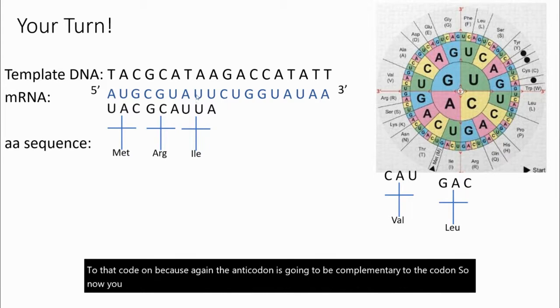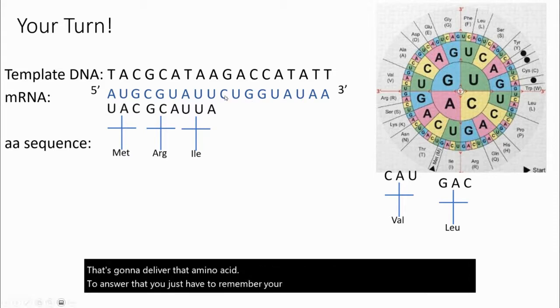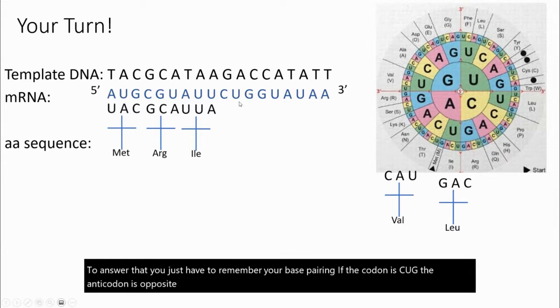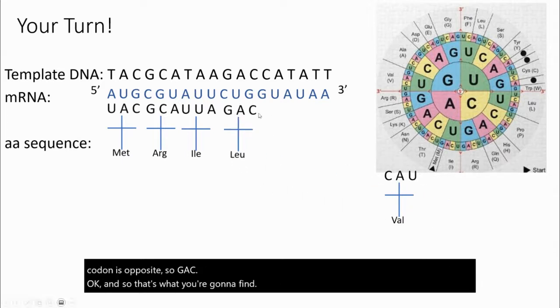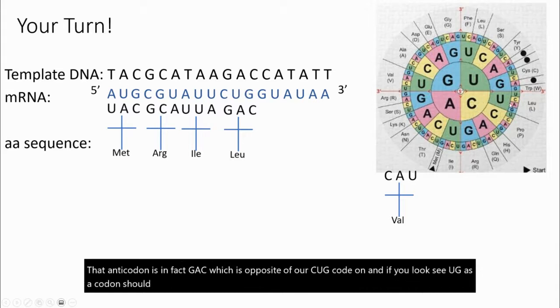So now you tell me, our next codon is CUG. So what should the anticodon be on the tRNA that's going to deliver that amino acid? To answer that, you just have to remember your base pairing. If the codon is CUG, the anticodon is opposite. So GAC. Okay? And so that's what you're going to find. That anticodon is, in fact, GAC, which is opposite of our CUG codon. And if you look, CUG as a codon should have delivered us leucine, and it sure did. Okay?